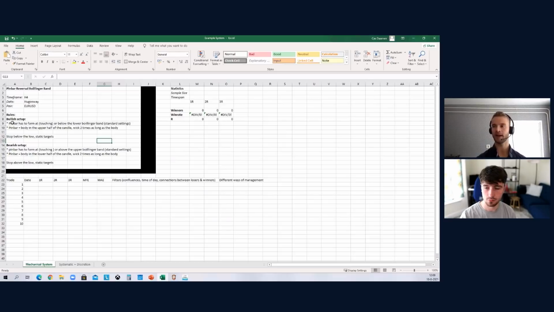A pin bar has to form at, so touching, or below the lower Bollinger Band with standard settings. The next thing is the pin bar is defined as a body in the upper half of the candle, and the wick has to be 2 times as long as the body. So as you can see right now, we know exactly what a pin bar is. We have defined it. There is no guesswork. It's either a pin bar or it's not a pin bar. And that way you can objectively test something.